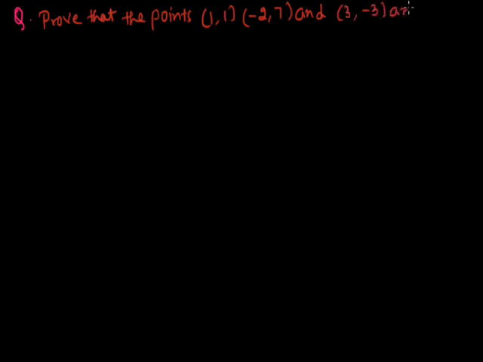Prove that the points (1, 1), (minus 2, 7) and (3, minus 3) are collinear.